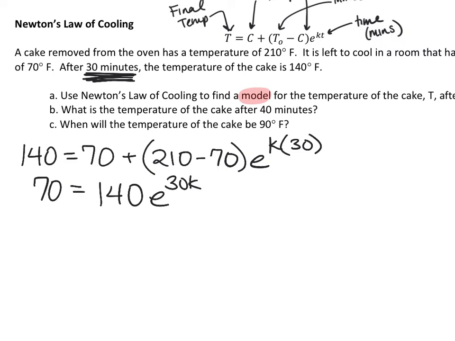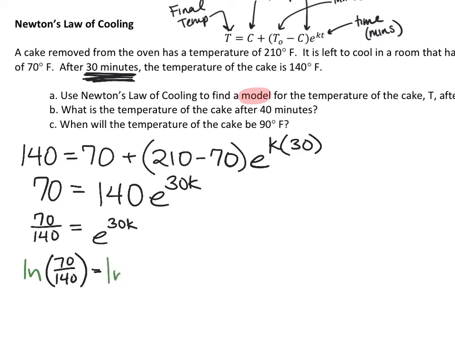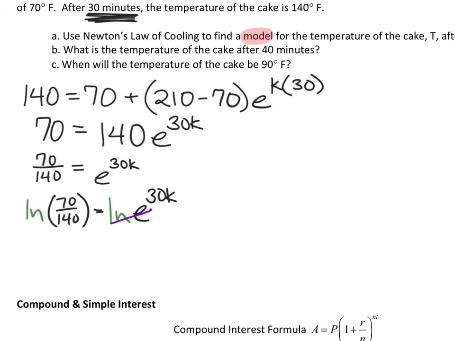We're going to go ahead and divide by 140 on both sides. So we have 70 divided by 140. Yes, I know that's a half, but if you don't notice it, I'm going to leave it as 70 divided by 140 for now. We take the natural log of both sides. What happens there? Yay, they cancel out, which means I have only 30k left.